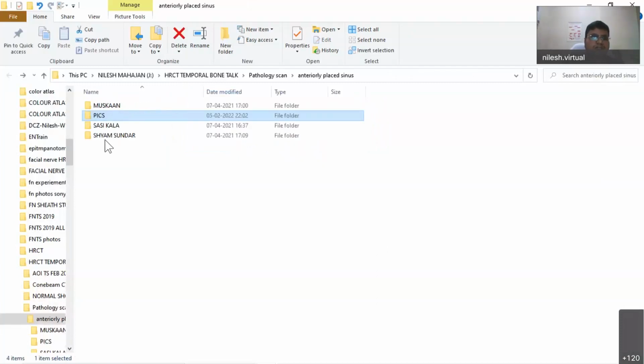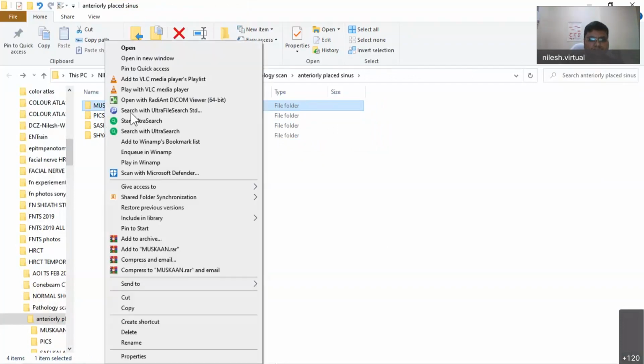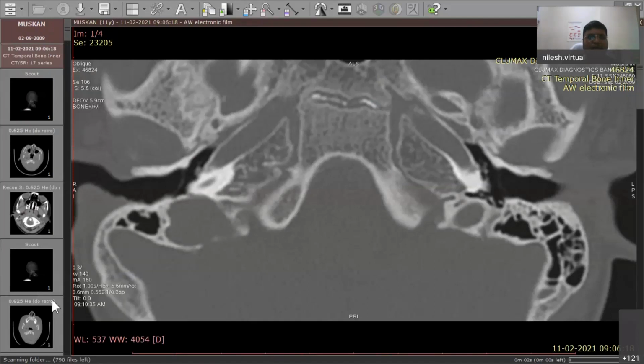Then I'll show you a particular scan in DICOM, so you can get an idea of how it looks in 3D.